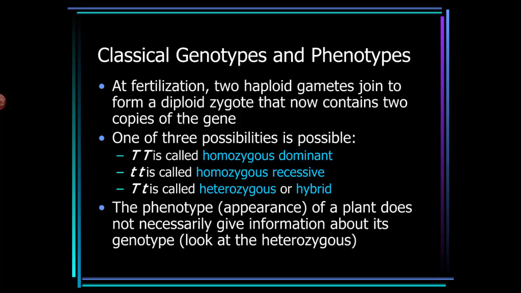Okay? The phenotype, what it looks like, doesn't necessarily tell you what its genes are, except for the homozygous recessive. If you have a short plant, you know that it's got two copies of the short gene. That's the only one you know for sure. But if you have a tall plant, you don't know if both copies are dominant or if only one copy is dominant. Okay? You just can't tell.